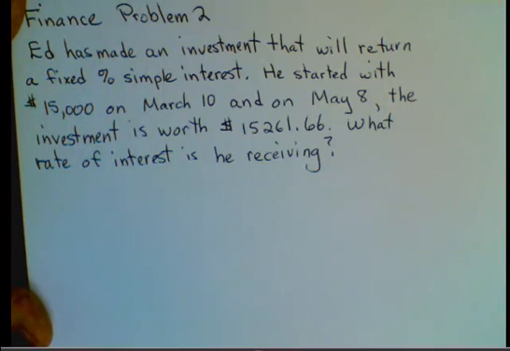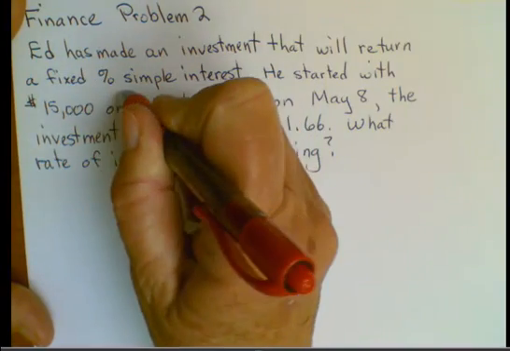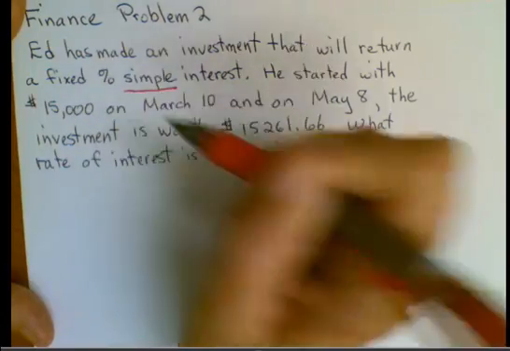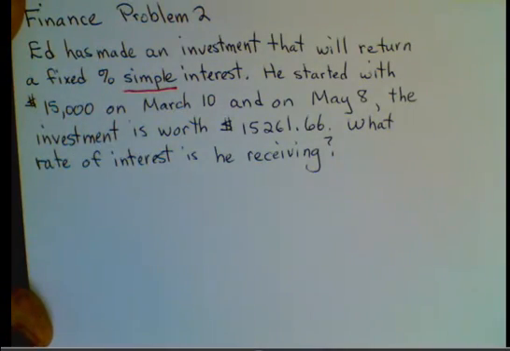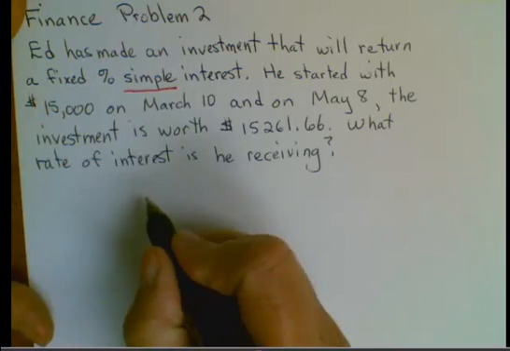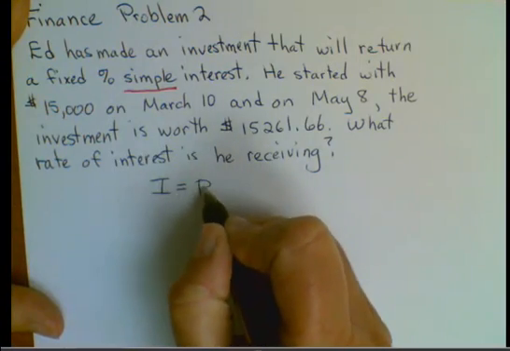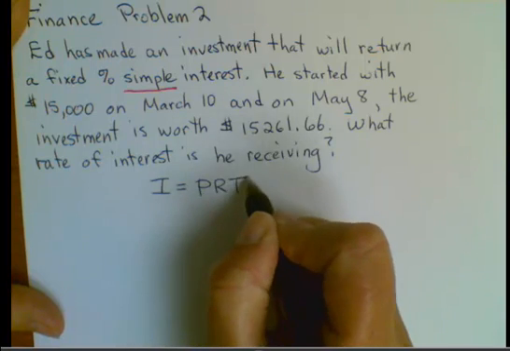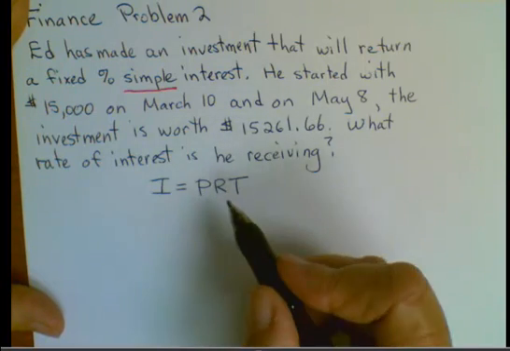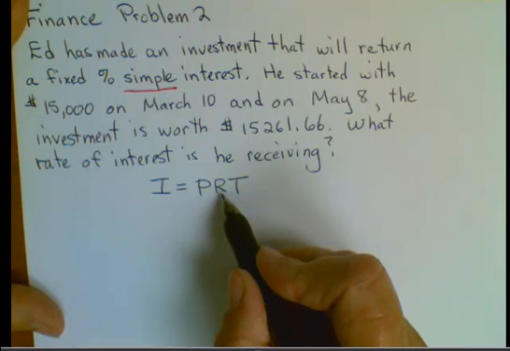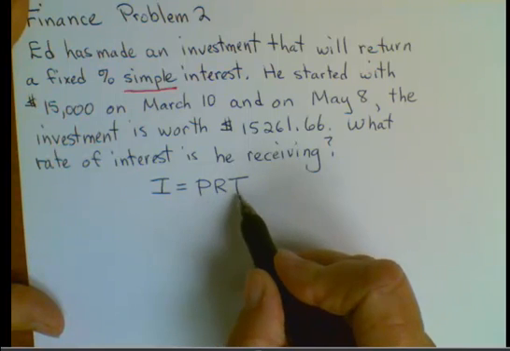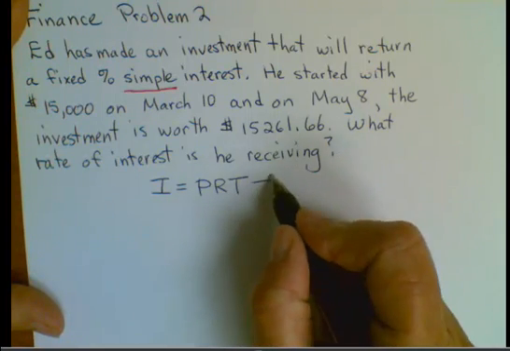One of the first things to check on interest problems is, do you have simple or compounded interest? This one is simple interest. So our formula is going to be I equals PRT. I is the interest earned, P is the principal, R is the rate as a decimal, T is the time in years.